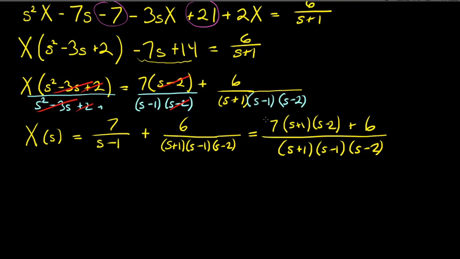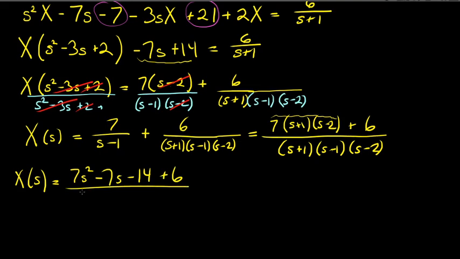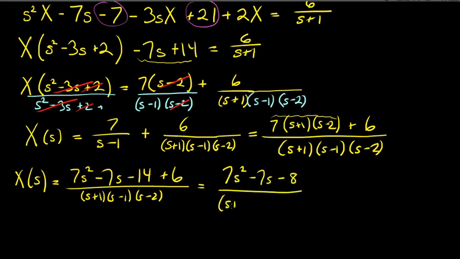All right. Well, unfortunately, we gotta multiply all this out here. All right. So what do we get? 7s squared, and then minus 7s, and then minus 2 times 7, so minus 14. I think that's right. Plus 6. All over the same denominator. I'm going to get sick of writing it, but there it is again. Right, so the numerator will just be 7s squared minus 7s minus 8 over the same denominator, right? Okay. Well, there we go.